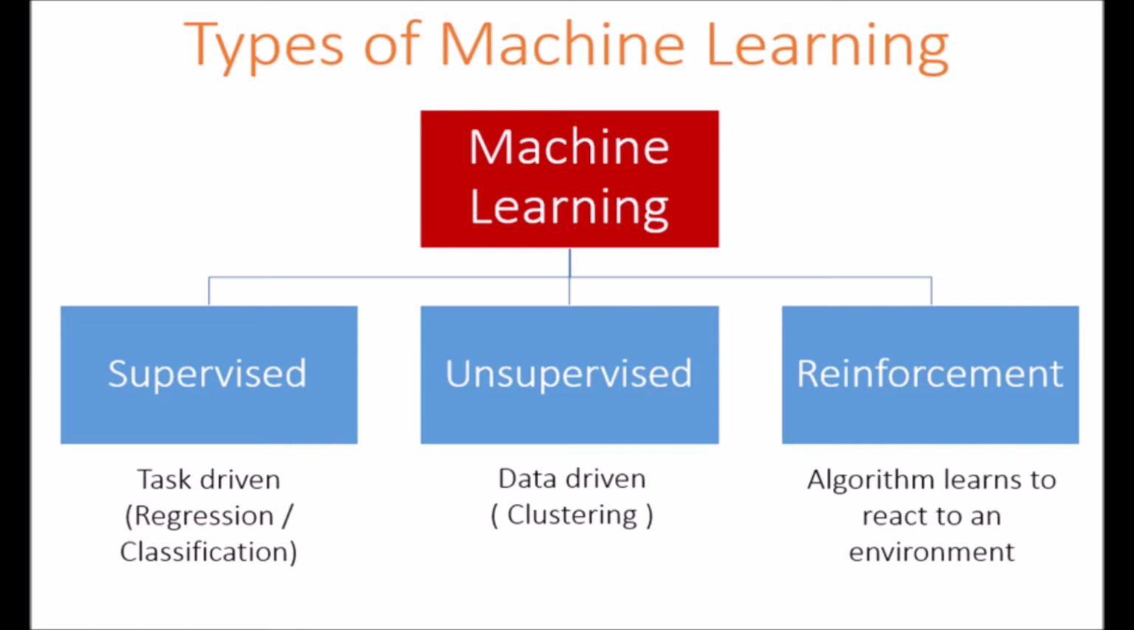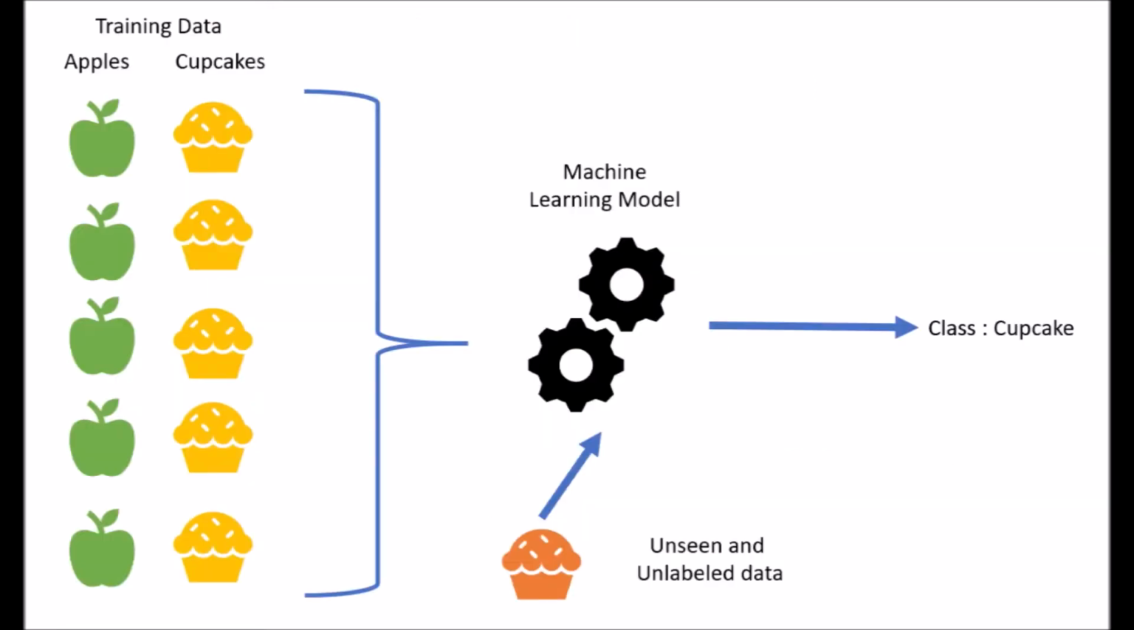In our example, we are trying to create a machine learning model that will identify whether the given object is an apple or a cupcake. To build this model, we need to provide the machine learning algorithm with a set of data, and the set of data in the case of supervised learning will be an input-output map. This input-output map is also known as labeled data. So let us understand what this input-output map means.